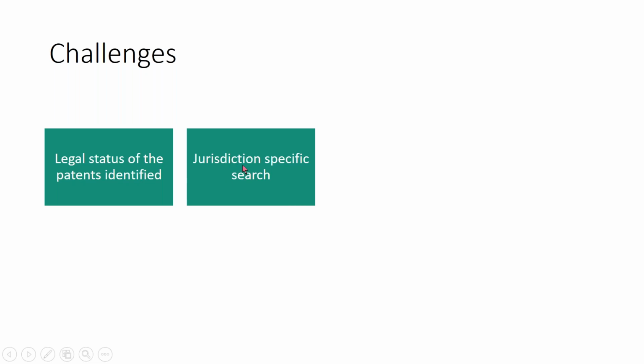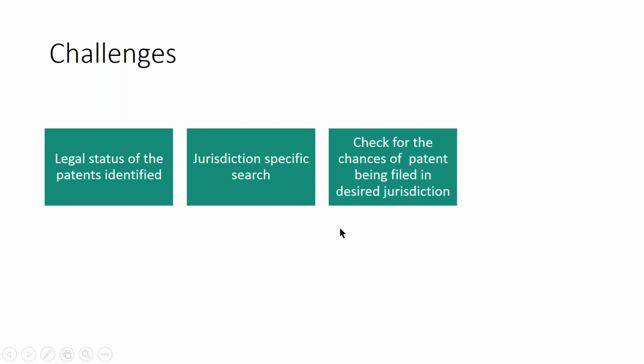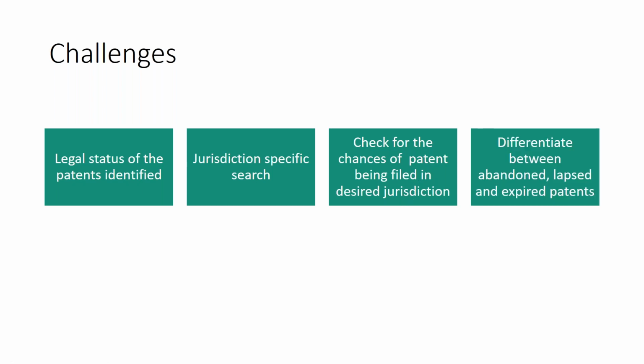Then FTO search should be jurisdiction specific, so it has to be country specific. If you are launching a product only in India, there is no point doing FTO for US or China. So restrict your search only to India. And also you should check the chances of a patent application being filed in the desired jurisdiction. So track PCT international applications always. And then you should be able to differentiate between abandoned, lapsed, and expired patents. This is an extremely important step.